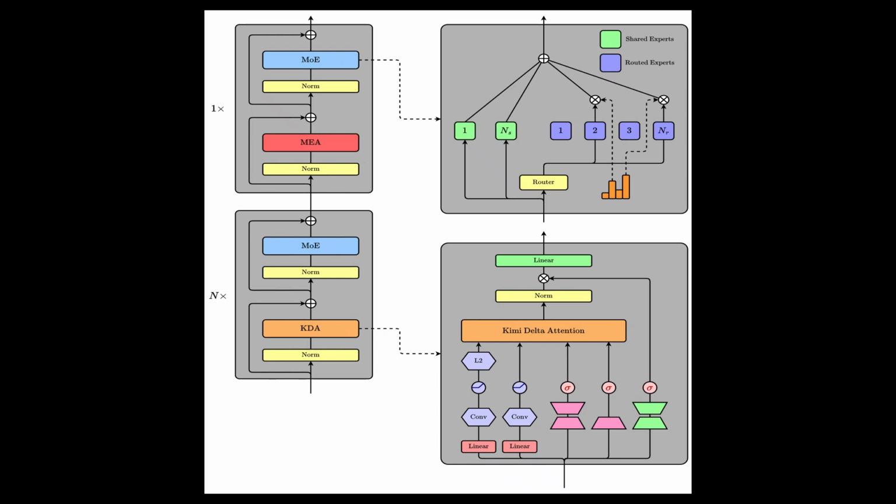What if you could run a language model 6 times faster at a million token context and actually get better results? That's what Moonshot AI claims with Kimi Linear. Let's break it down. Standard transformer attention has a dirty secret.